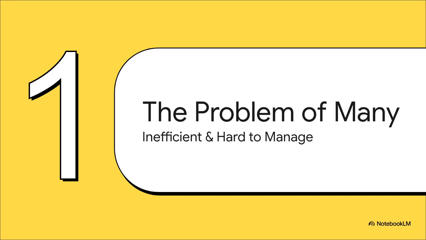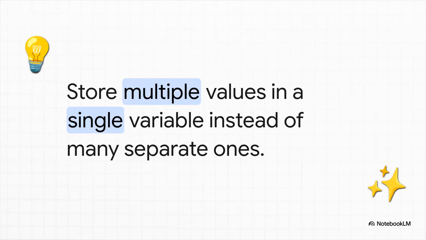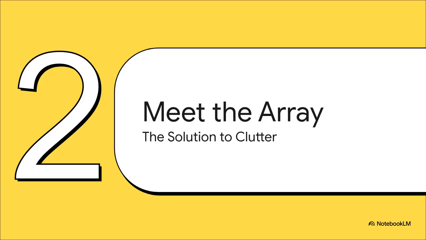And this is what I like to call the problem of many. It's clunky, it's hard to keep track of, and it just doesn't scale at all. There has to be a better way, right? So what if, instead of trying to juggle all those loose variables, you could just pop everything into one neat, organized box? Well, say hello to the hero of our story, the JavaScript array. This is the solution to our clutter problem.